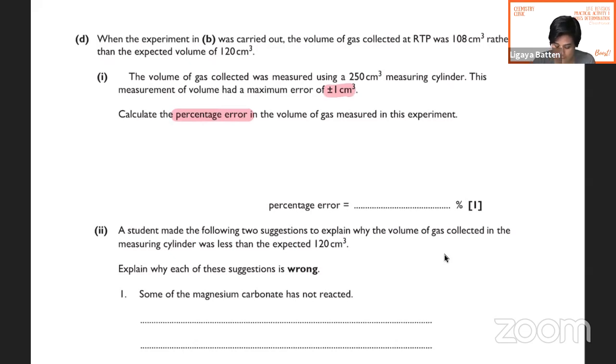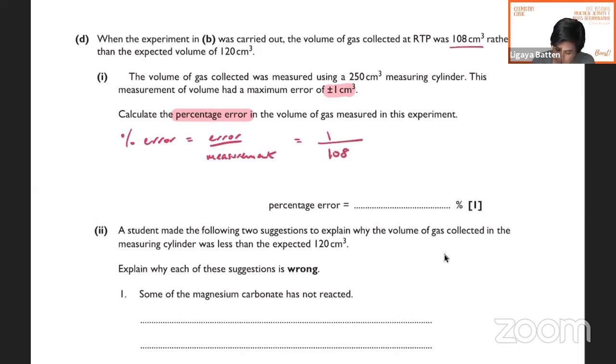So you may remember, to calculate the percentage error, we need to know the error of the equipment, and we divide it by the measurement that was taken using that equipment. So we've been told the error is 1 centimeter cubed, and the measurement was 108 centimeters cubed.